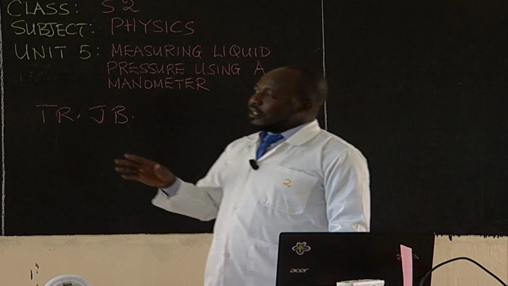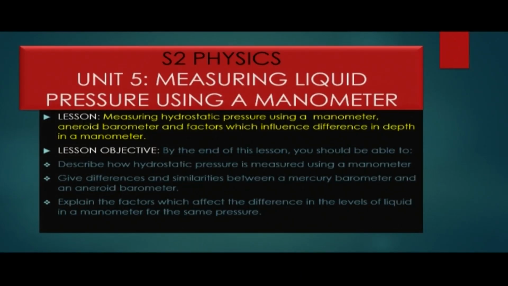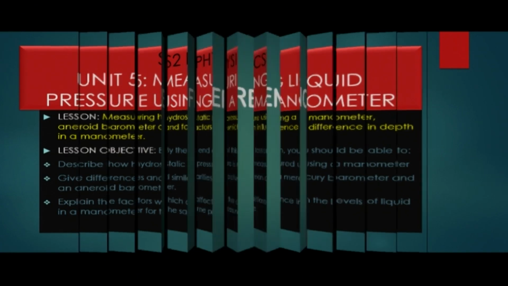And then lastly, we should be able to explain the factors which affect the difference in the levels of liquid that is in a manometer for the same pressure of air or liquid which is being measured. So those are our lesson objectives for today.